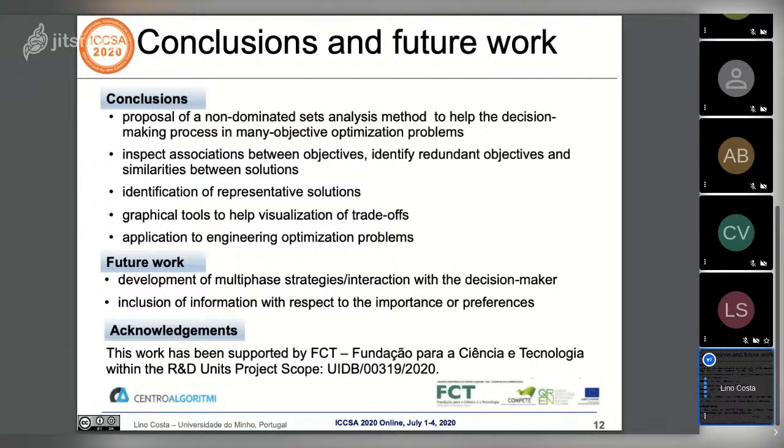And as future work, we intend to develop strategies and to provide interaction with decision makers in order to select, for instance, the clusters that are most promising and so on, and also to include information that can lead the solutions to a given region of preferences or importance.